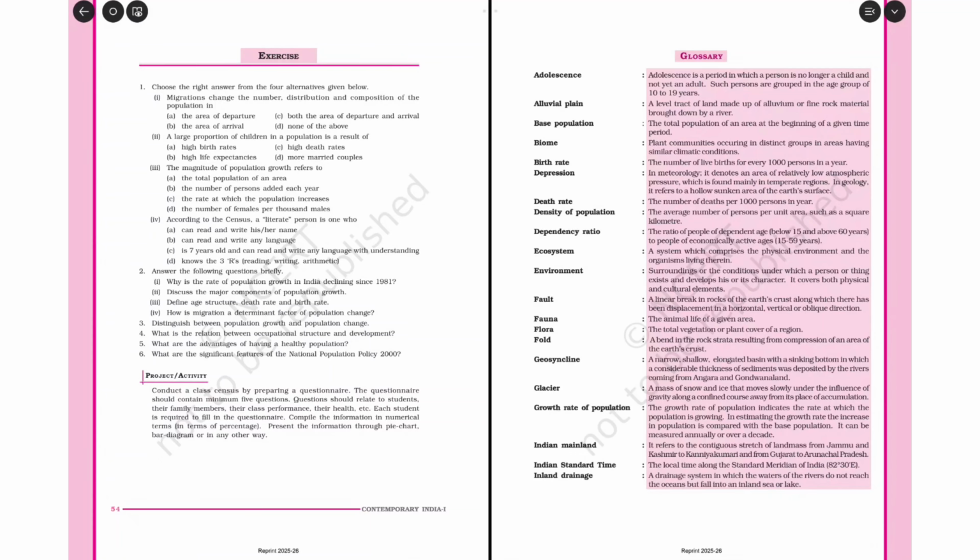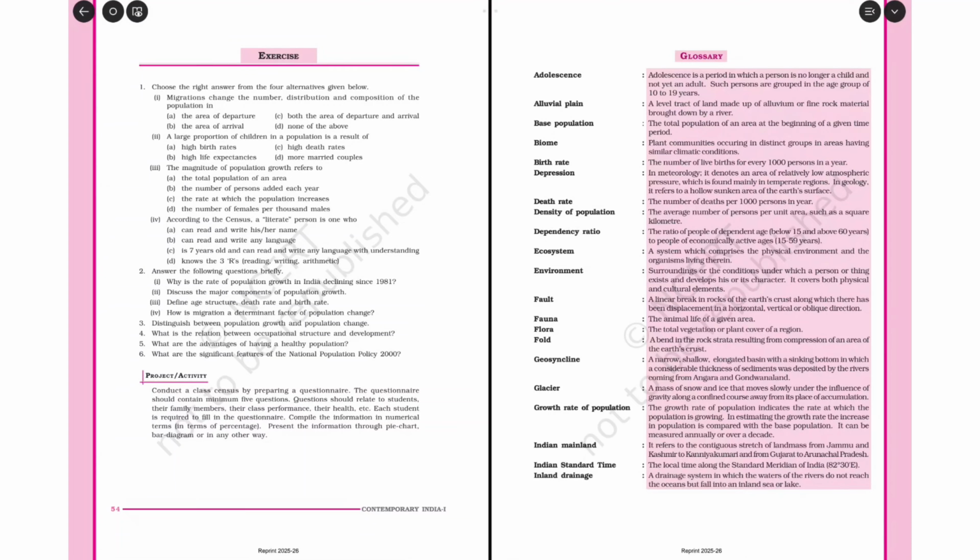Let's look at the next prompt. Question 4. How is migration a determinant factor of population change? The authors are hammering this point home because internal migration is reshaping the continent. It is a determinant factor because it fundamentally redistributes the density. It takes the pressure off rural agricultural land, the push factors, and concentrates that human capital into urban centers, the pull factors, creating the massive million-plus cities that drive modern economic development.